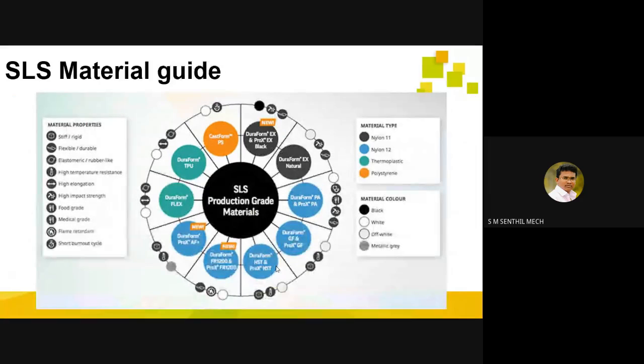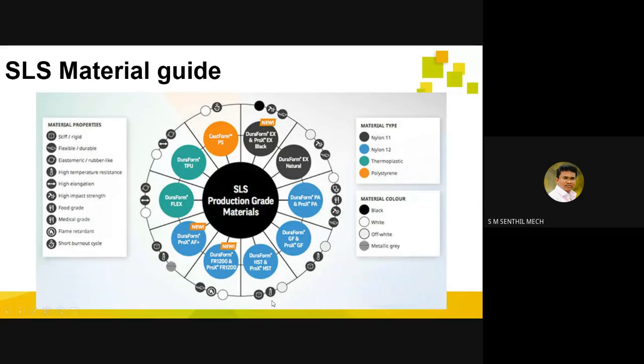Okay, so this is a guide given by a company for selection of the SLS material. On the left side, you can see the material properties with their own indications, and on the right side you can go for the material type, which is color-based. The material type is given by color legends, and the material color is this type. So if you want, say, nylon 12, go for this. These blue colors are nylon 12.